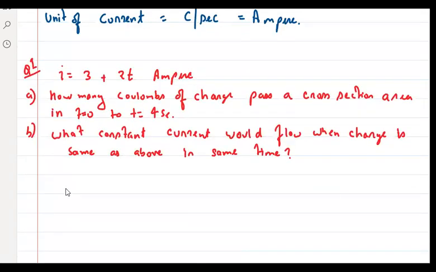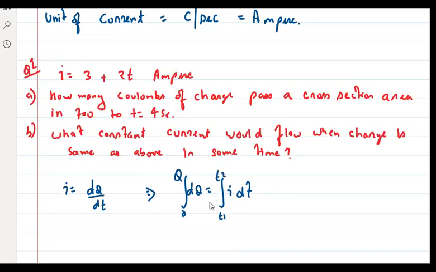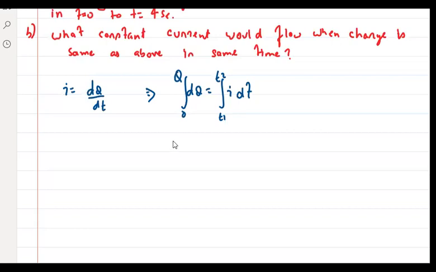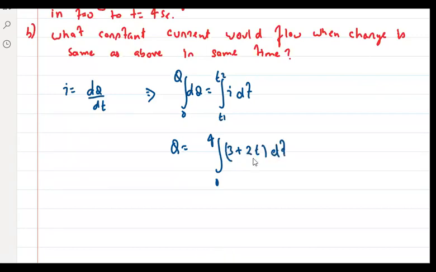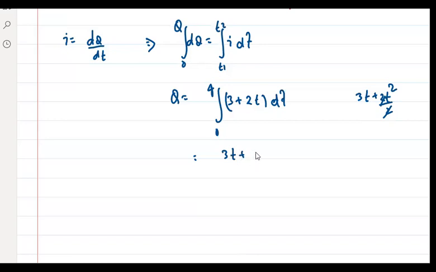We know I is equal to dq by dt. So dq is equal to I dt. Integrating from 0 to q on the left, and t1 to t2 on the right. This is the basic expression. So q is the integration from 0 to 4 of 3 plus 2t dt. The integration of 3 is 3t, and the integration of 2t is 2t square by 2, so the 2 gets cancelled. So it is 3t plus t square. Basic integration, something everyone should know.